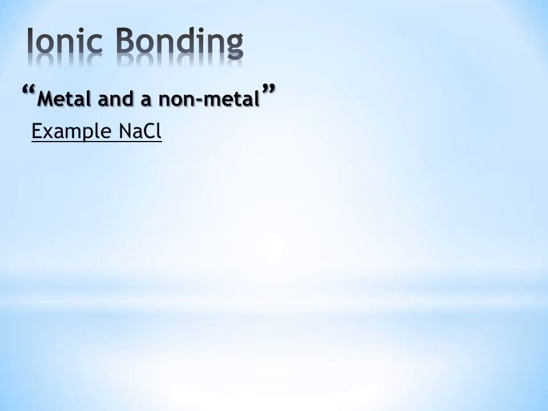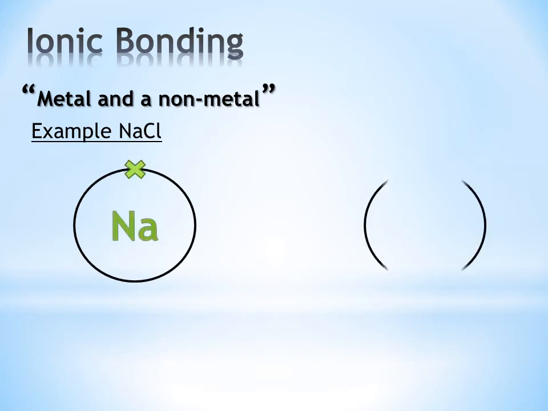Our second bonding model is ionic bonding. This is a bond between a metal and a non-metal. An example of this is sodium chloride. Sodium has 1 electron in its outer shell, and chlorine has 7 electrons in its outer shell.